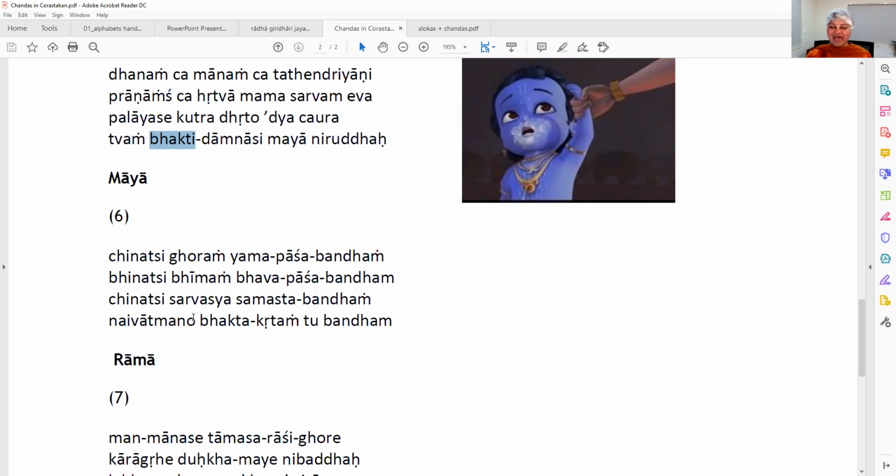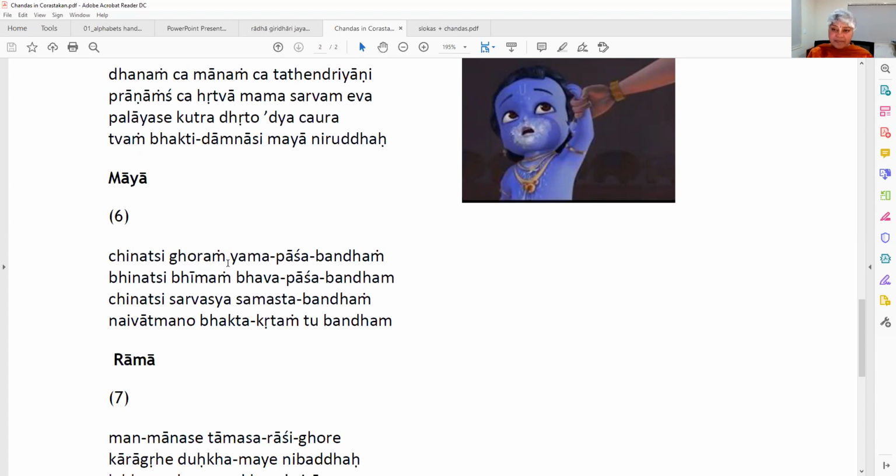You can break the terrible ghoram yamapasha, which the Yamadutas, Lord Yama's pasha rope is considered very strong. Nobody can break away from it, but you can easily cut it. Bhinatsi bhimam bhava pasha bandham. We're all caught in the cycle of birth and death over and over. That cycle, that rope which binds us, you can cut that also very easily.